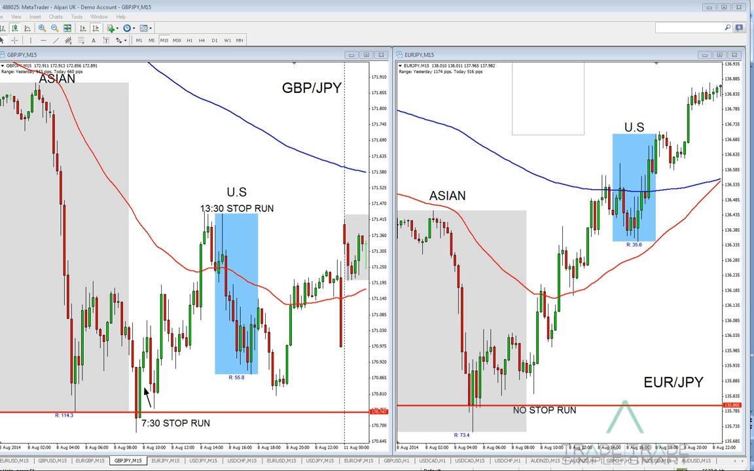Now in the euro yen we have no manipulation of the Asian lows. Okay, so if we have no manipulation of the Asian lows, does this necessarily mean that we don't take a trade? Well, of course not. We always keep in line with the smart money cycle. This is simply a process that you can use to reinforce and confirm a trade entry decision.